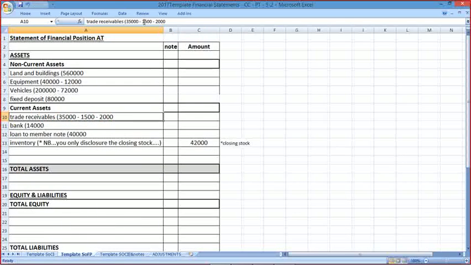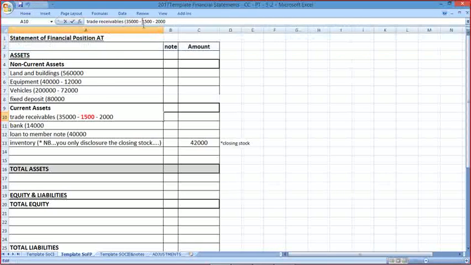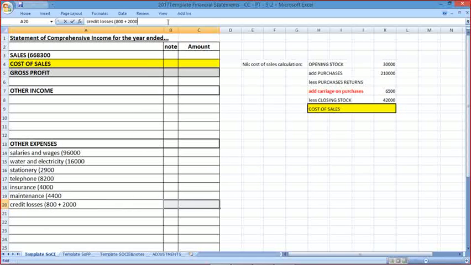Trade receivables, there it is. So now I'm going to take that amount, and I'm going to have to add 150 to the 1,500 because now I've adjusted the allowance. And I need to process this 150 as part of the credit losses. Of course you plus it there as well, because it's a debit. Okay, perfect. Next, number 3.